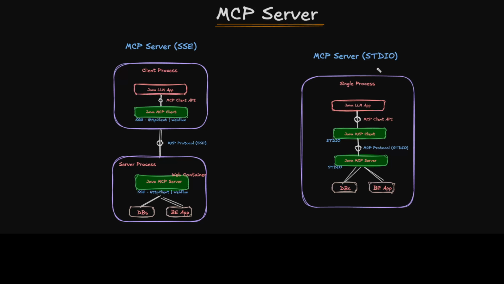On the other side, if you are using stdio, everything can run in a single process or on the same machine. Your Java application can be there, and you can connect your Java application to the Java MCP client, and your MCP server can already be running in the same process. This is more like you are trying to connect to your local file system or file store. So this is useful for those kinds of scenarios.